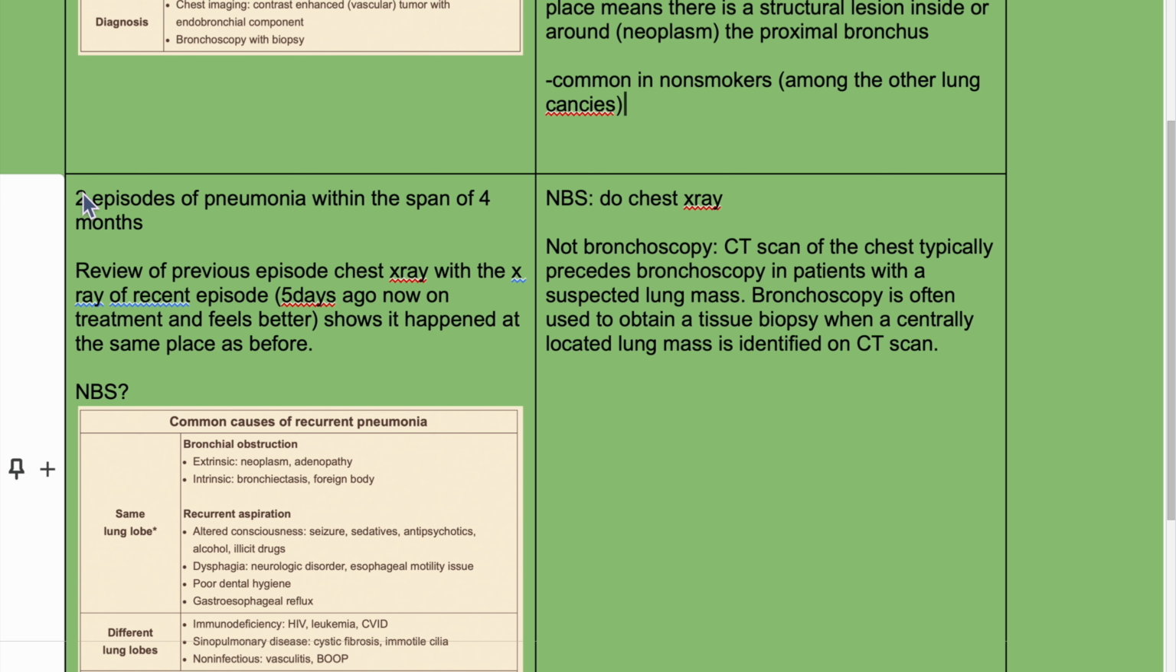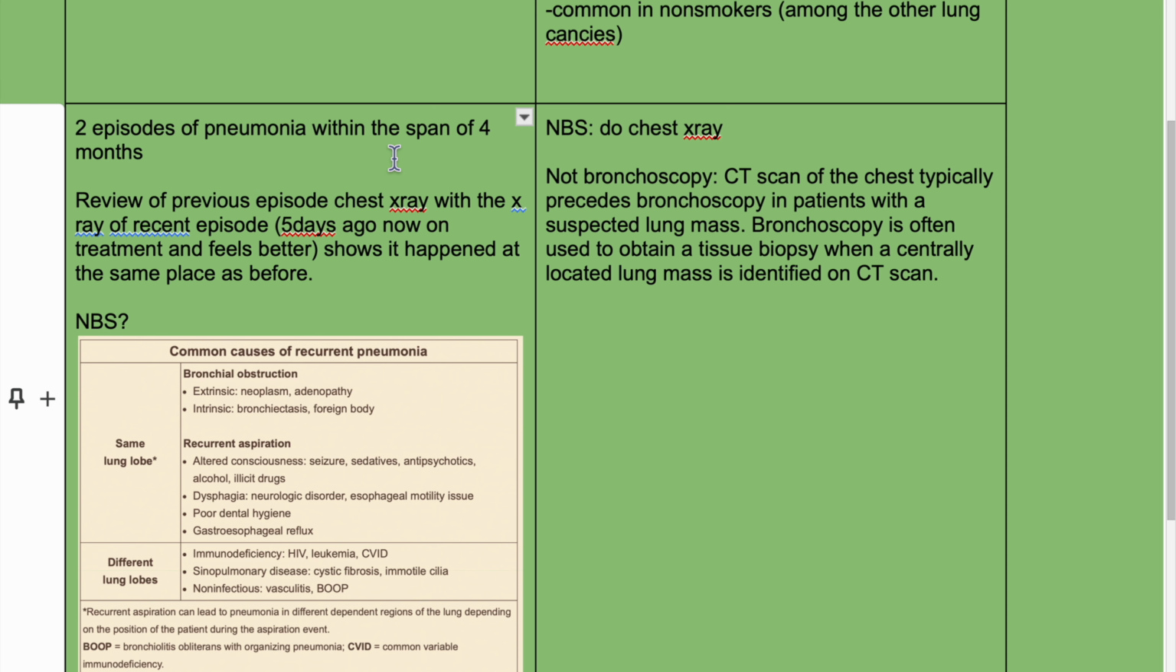Okay. You have 2 episodes of pneumonia within the span of 4 months. What do you do? So it's quite recent, twice in the short term. Review of the previous episode's chest X-ray with the X-ray of the recent episode 5 days ago. Now on treatment and feels better. It shows that it happened at the same place as before. Okay, so what is the next best step?